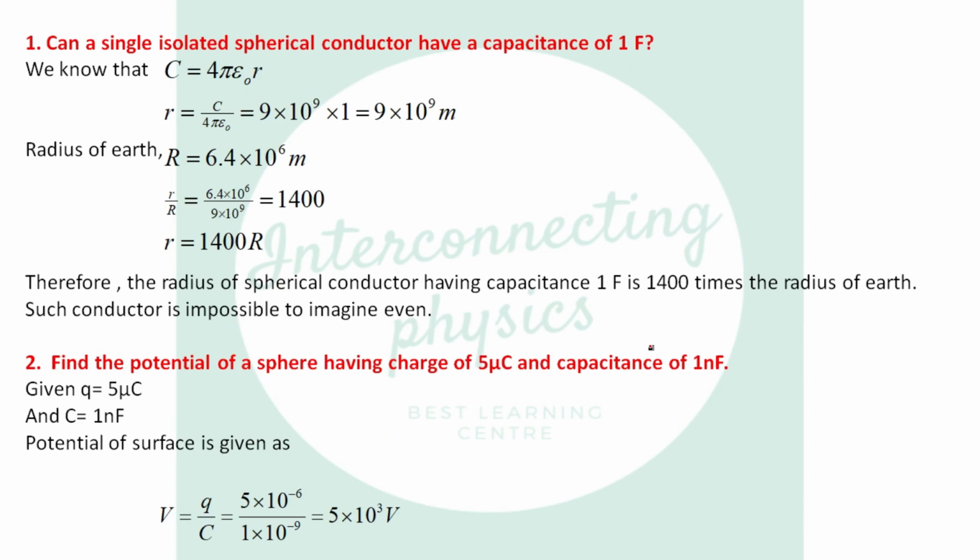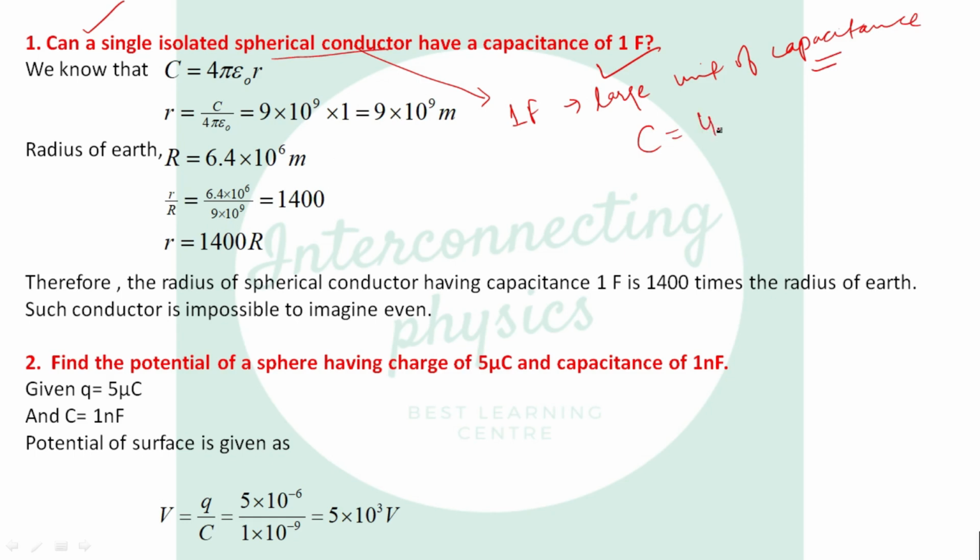Now, can a single isolated spherical conductor have capacitance 1 farad? In this question, we will come to know that 1 farad is a very large unit of capacitance. So let us see how. We know that here we are given a spherical conductor, and for a spherical conductor capacitance is 4 pi epsilon naught r. If we put the value of C, then R will be C over 4 pi epsilon naught.